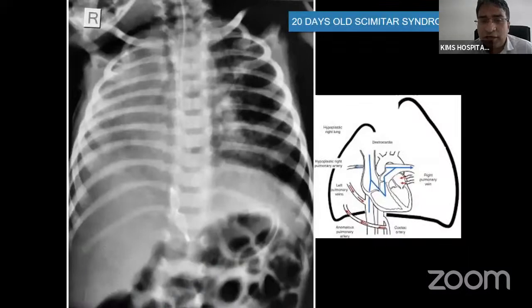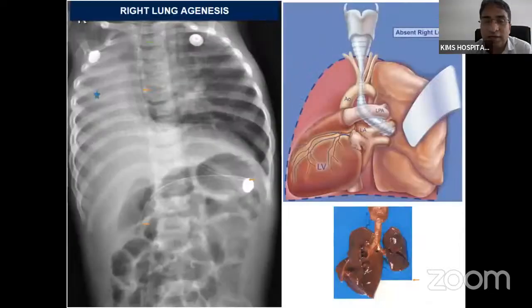Here there is a 20 days old. You can see the right lung is totally white out and the heart is shifted toward it, which means right lung hypoplasia. This was diagnosed as scimitar syndrome with a large collateral causing CCF. We closed the collateral, improving the symptoms, but scimitar is one of the causes for severe cyanosis and severe PH at birth.